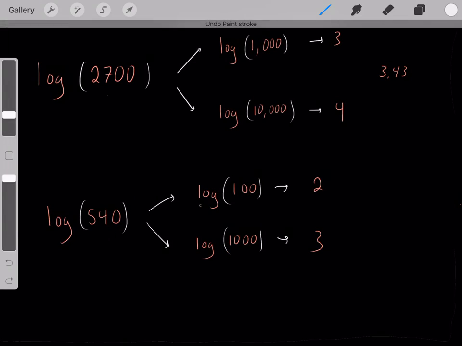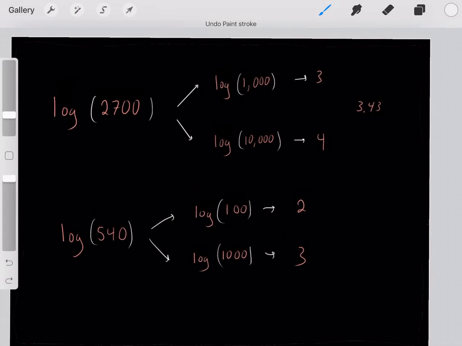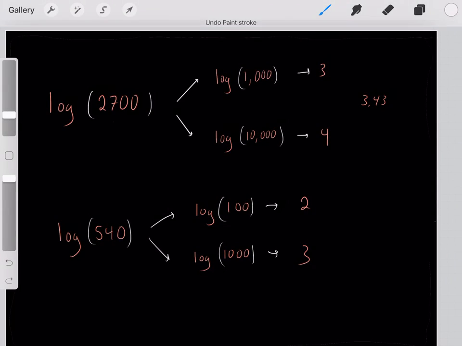So now we know our answer is between these two answers. We know this is clearly 2, this is 3. So now we know this answer will be between 2 and 3. Log of 540 will give us an answer between 2 and 3. So again, the point is when you have one of these examples, just do the extremes. Find these extremes, and you know the answer will be in between.